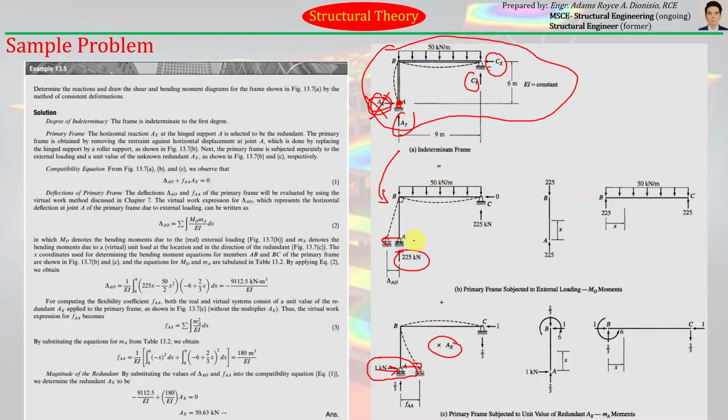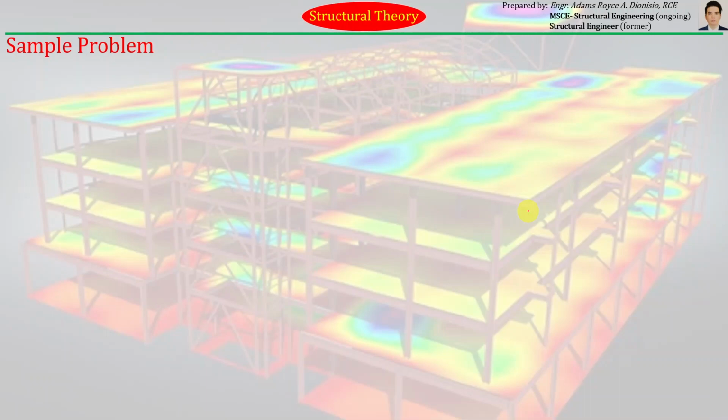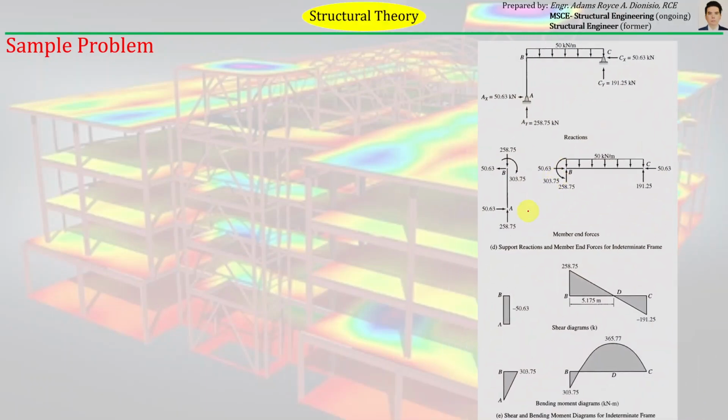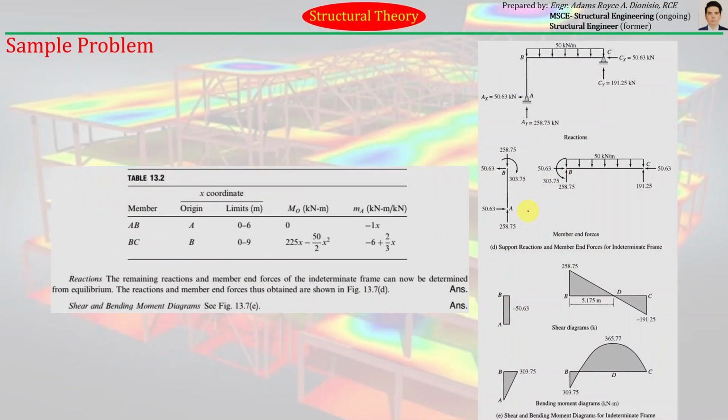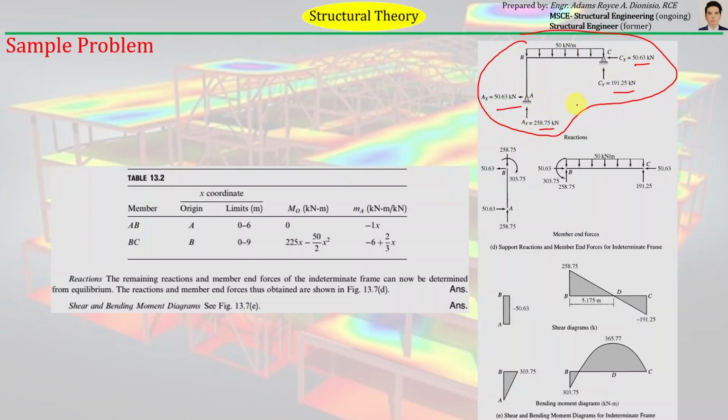Again, you can use different methods to compute these deflections, but for me, the most convenient method is the unit load method, or the virtual work method. You can just refer to these figures and solutions here that came from Kassimali to know the final answer. So the final answer will be equal to this. So these are the unknown reactions, and for the solution, you can just refer to Kassimali.